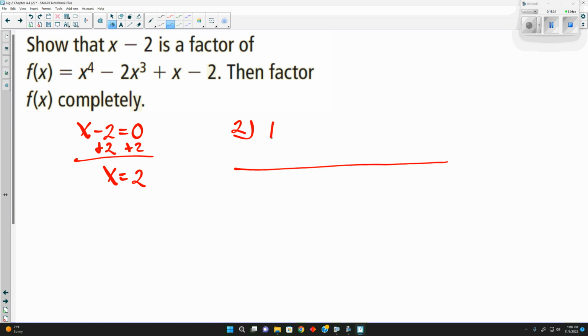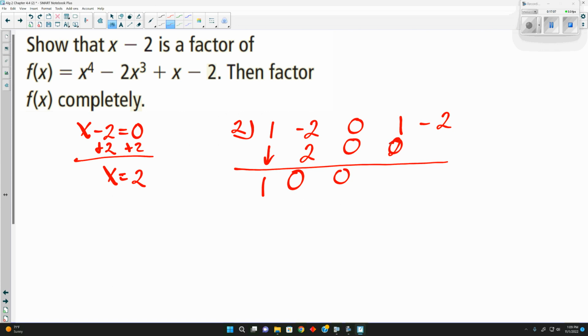Across the top, we would have 1, 2. Yep. The number of terms is always going to be 1 greater than the degree. So here, 2 times 1 is 2, negative 2 plus 2 is 0. 2 times 0 is 0. 0 plus 0, 2 times 0 is 0.